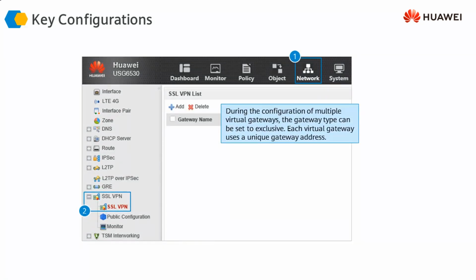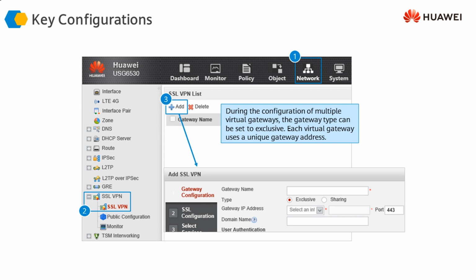If you look at the configuration, we add a new SSL VPN and give it a name, for example, Finance SSL VPN, and we set it as exclusive, which means it is going to have its own IP address, which is not going to be shared by anyone else. Here we configure the gateway IP address, and we configure the other parameters which we have already looked at in the previous configurations, for example, the CA certificate and the local certificate. Now this virtual gateway is ready for the clients to use for accessing the internal resources.